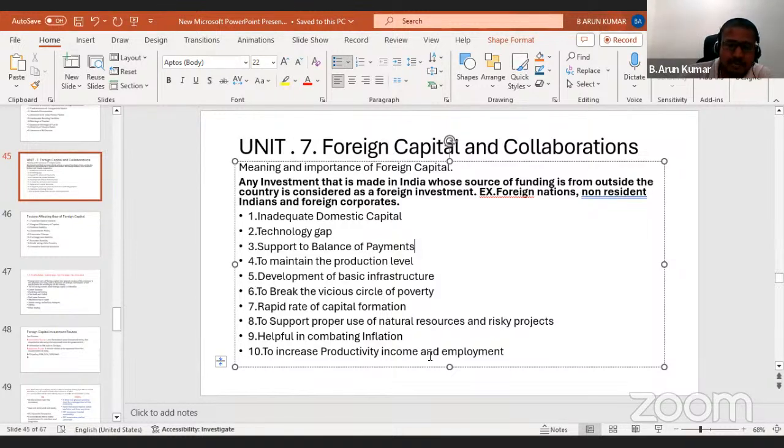The price movement also increased, and money is exchanged from one person to another. Likewise, development and growth happen very smoothly and very fast because of these foreign investments.